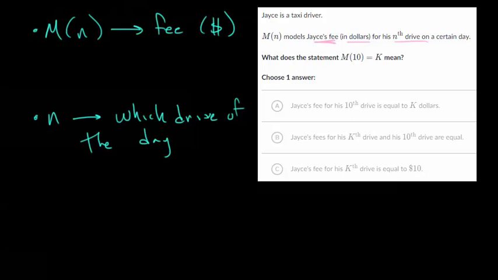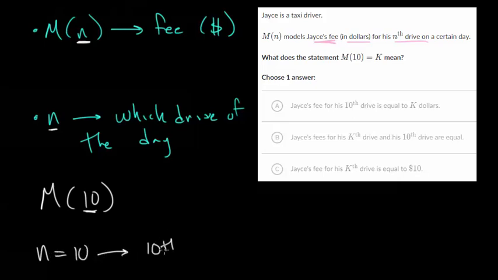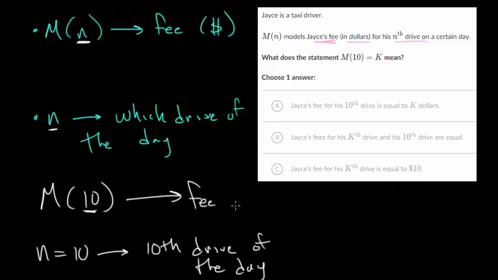So if you see something, for instance, M of 10, the inside value, remember, that's our N value, and in this case, it's 10. So N is 10, which means we're on the 10th drive of the day. And the function value, M of N, is the fee for that particular drive of the day. So M of 10 is just the fee for the 10th drive of the day.